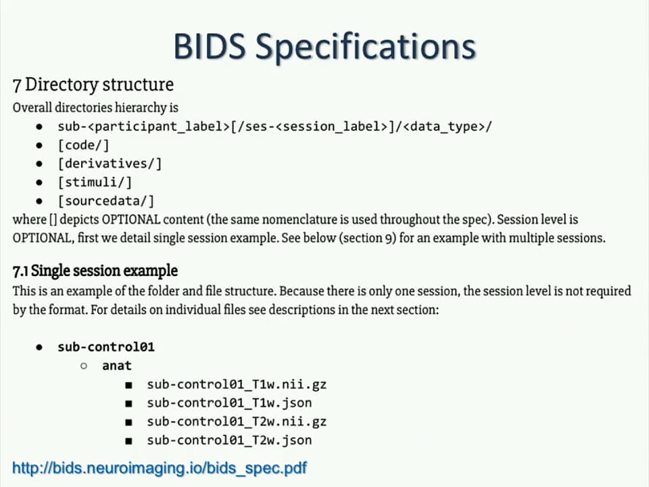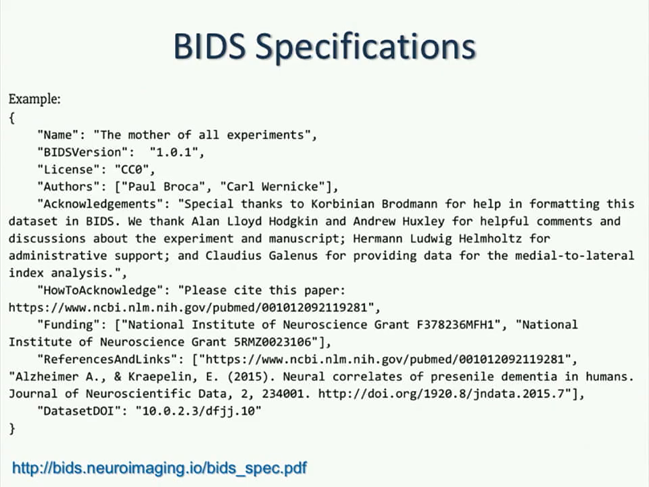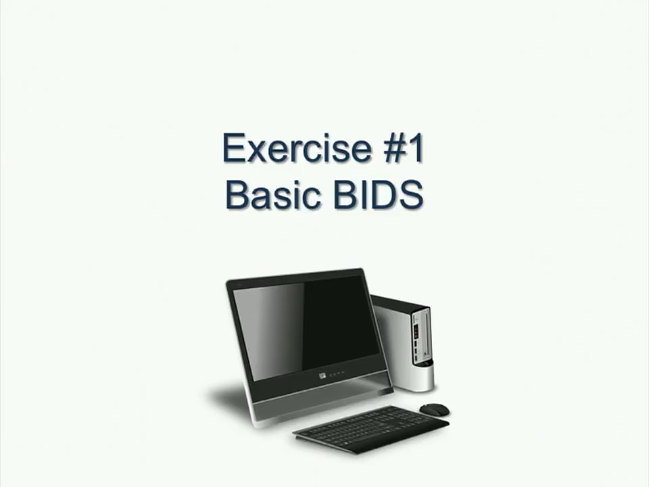Okay. You'll have something very similar to this in your directory structure. We did the JSON, and so we're now at the first exercise, which is the basic BIDS.